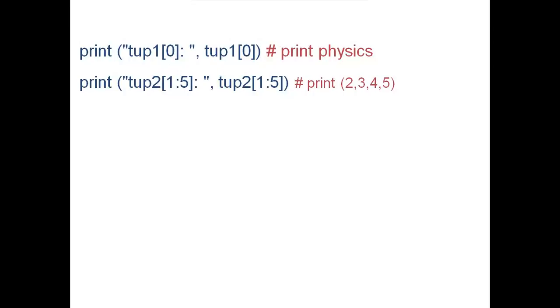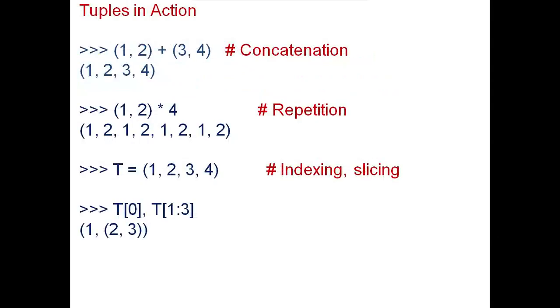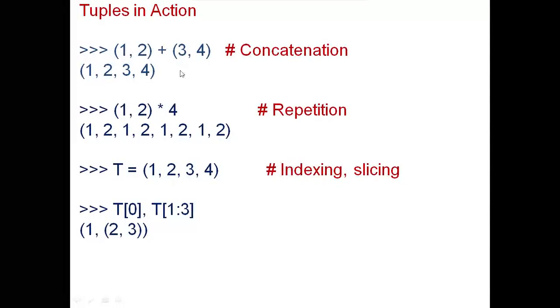So we are expecting to extract the elements 2, 3, 4, 5. That is what it will print when you give it like this, right? And as I said, the actions are going to be similar. So I can use a plus operator for concatenating two tuples, right? So (1, 2) plus (3, 4) will be (1, 2, 3, 4).